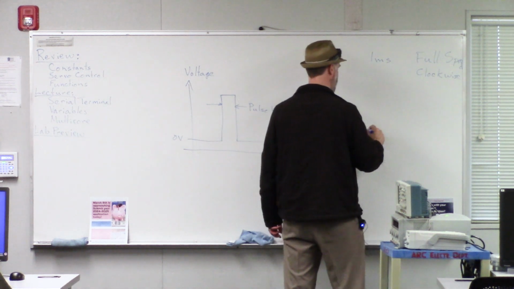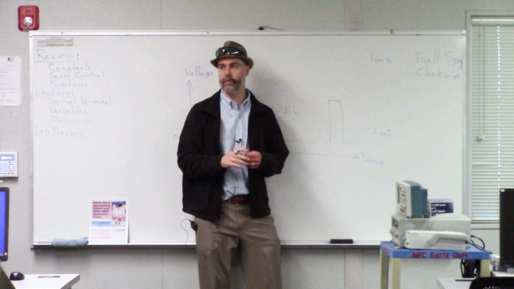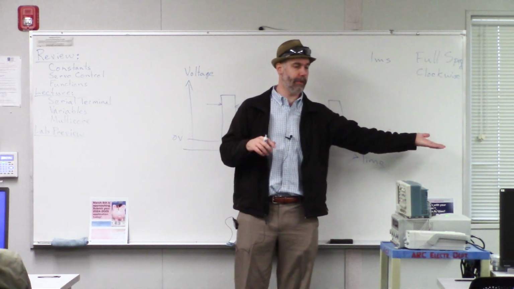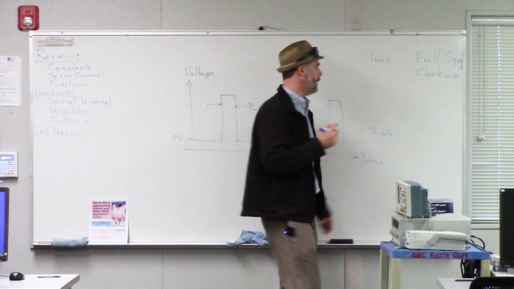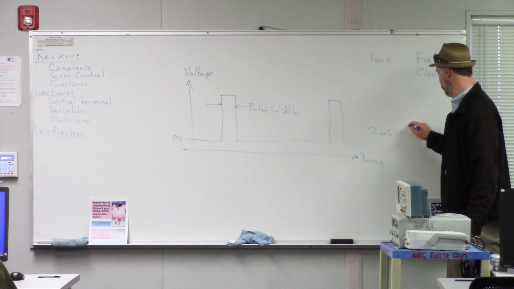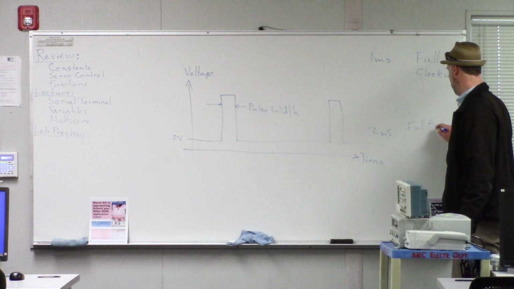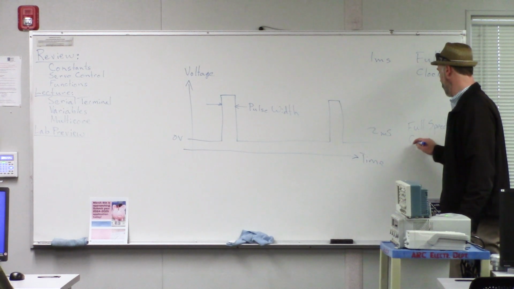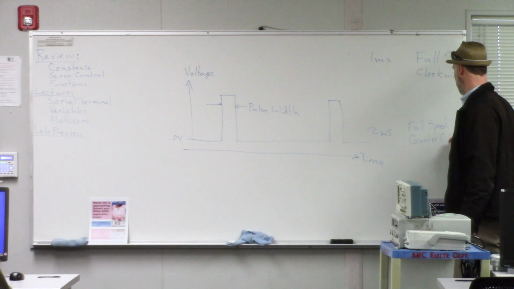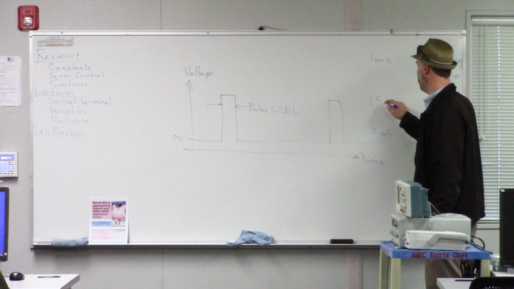And 2 milliseconds would be what? Not quite. So 1 millisecond is full speed in this direction. Yeah, exactly. 2 milliseconds is full speed counterclockwise. So then 1.5 milliseconds would be right in the middle.